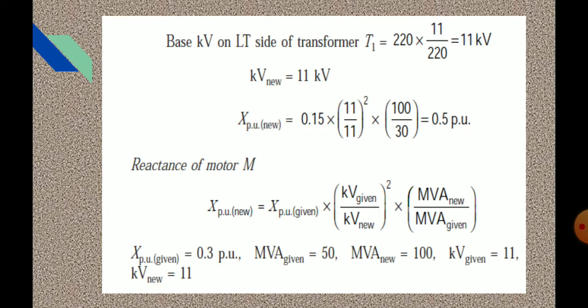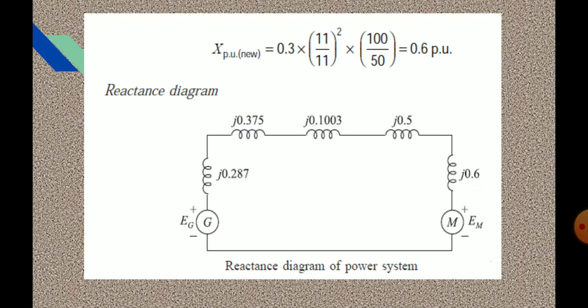Then the reactance of the motor. All the values are given in the question, so we directly take and substitute in the formula. Our final value is 0.6 per unit. So altogether, all the values are calculated. The resultant equivalent reactance diagram of the power system is drawn, and its values are marked in per unit rather than ohm values. Here we find 0.6 and all the values in per unit.